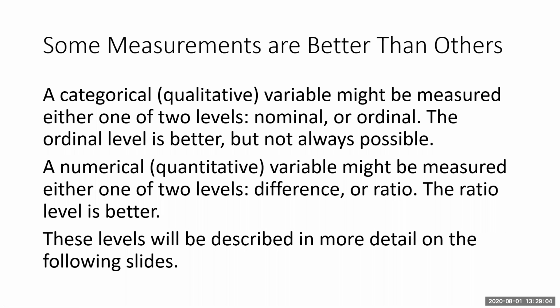The idea is that some measurements are better than others. A categorical or qualitative variable might be measured at either one of 2 levels, nominal or ordinal. And a numerical or quantitative variable might be measured also at either one of 2 levels, the difference or ratio levels. And the ratio level is better. These levels of measurement will be described in more detail in the following slides.